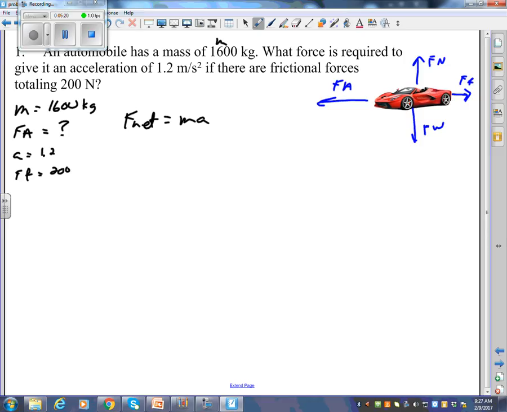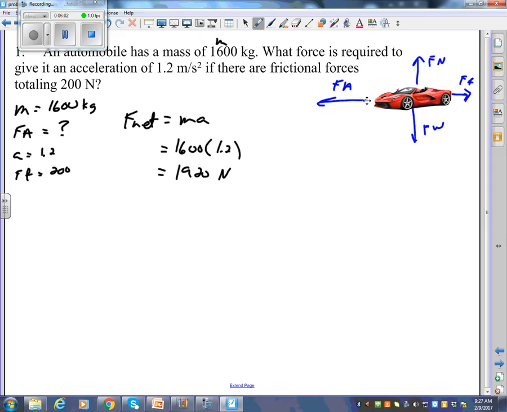F net is equal to MA, 1600 times 1.2, and if I'm not mistaken, I think that's 1800. Yeah? 1800 newtons. 1920, that sounds better. I was counting on Martin. Guess I learned my lesson. 1920 newtons. Okay, remember lining up those equal signs, right? Showing your work, substitution. If you want to put units there, it's not a terrible idea. Probably a good idea, actually.